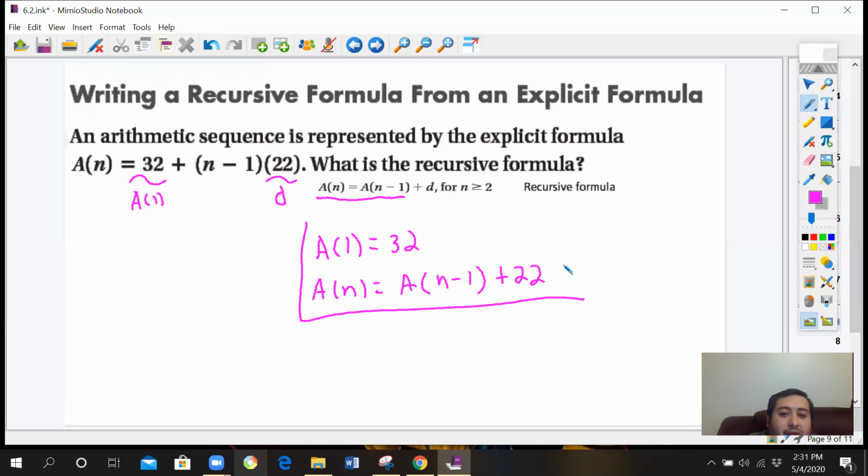Whenever your N is bigger than or equal to, in this case, 2. That's all you're doing because you're just writing the formula.